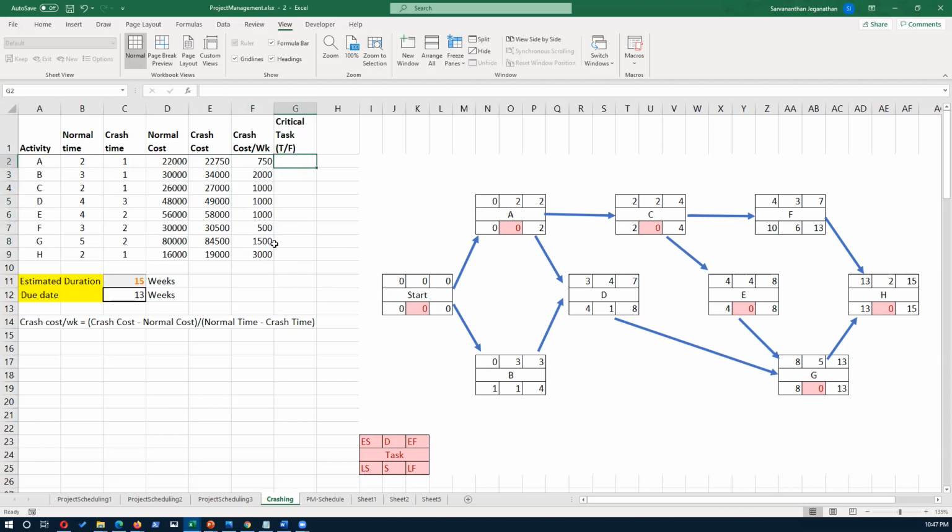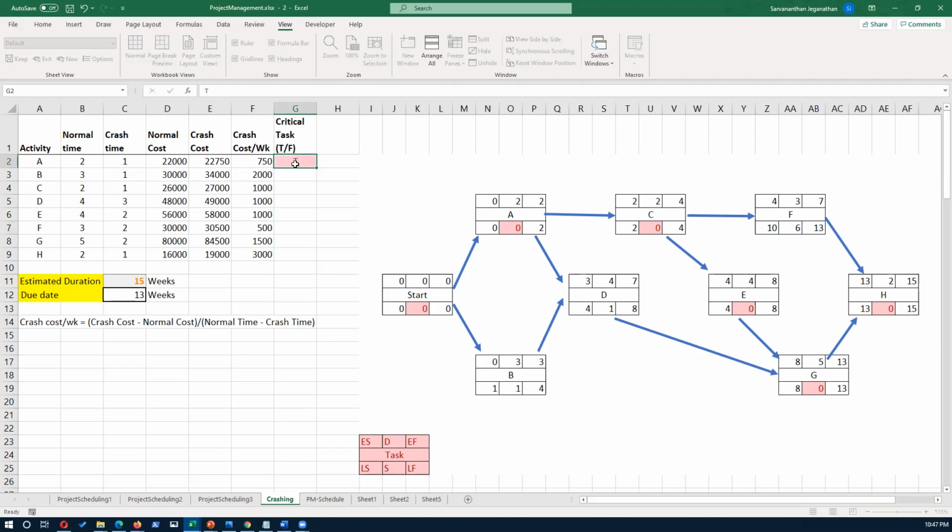And once you've done that, the next thing is to figure out the critical path. So this project has just one critical path at this moment, which is A, C, E, G, and H, because we have a slack of 0 for these tasks. So when we are crashing, we need to crash the task which is in the critical path so that you can reduce the overall project duration, because the critical path determines the overall project duration.